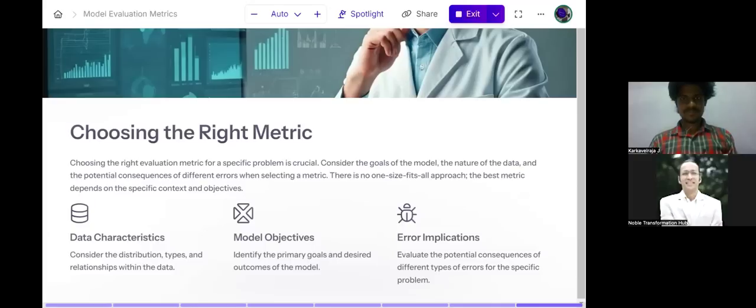So for choosing the right metric, we have to choose the right evaluation metric. For a specific problem it is crucial, considering the goal of the model. This is what I have explained. The nature of data. What is the nature of data? Is it according to the objective function, problem statement, the potential consequences, different errors when selecting the metric? There is no one size fits all approach.